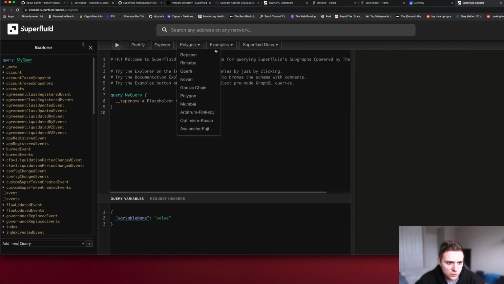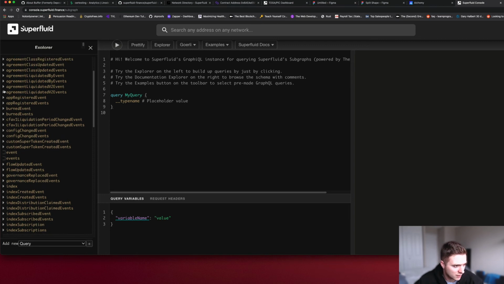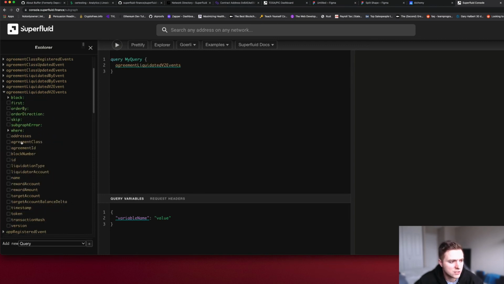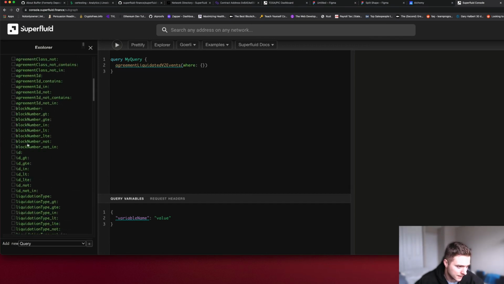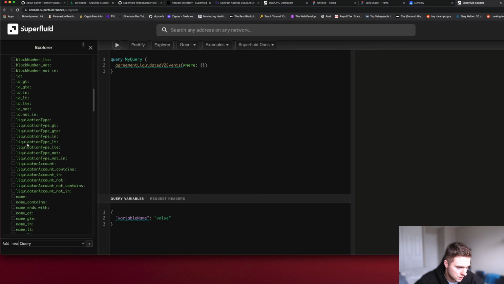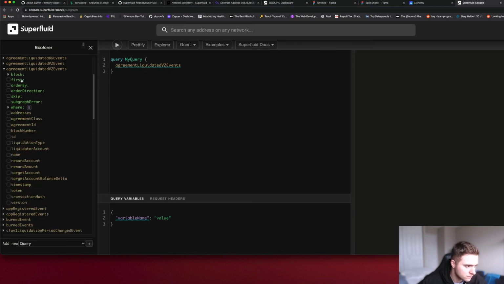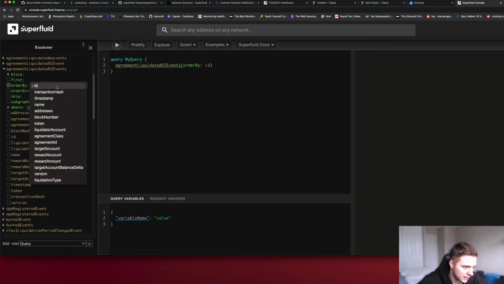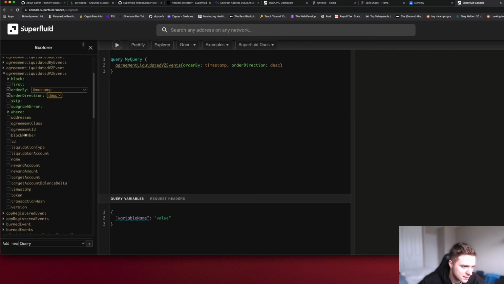Okay, so let's go to the Goerli network and let's get the agreement liquidated by events. So let's go to agreement liquidated v2 events. Let's get them and let's see, let's not do where yet. Let's just order by time. Order by timestamp, and we'll do descending. I believe that's what we need. We need most recent.